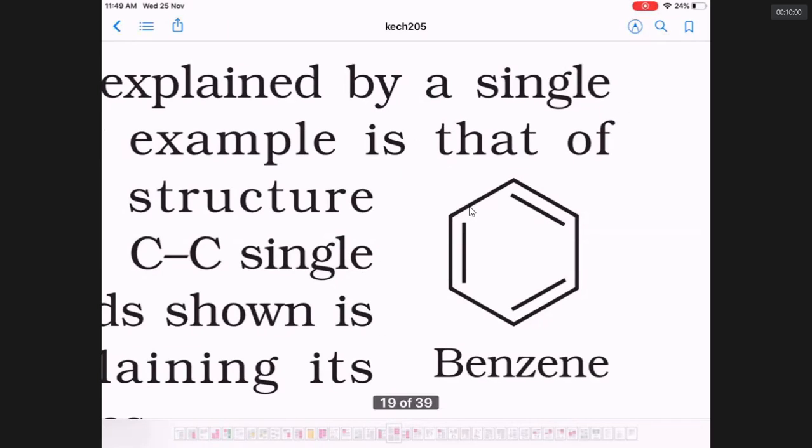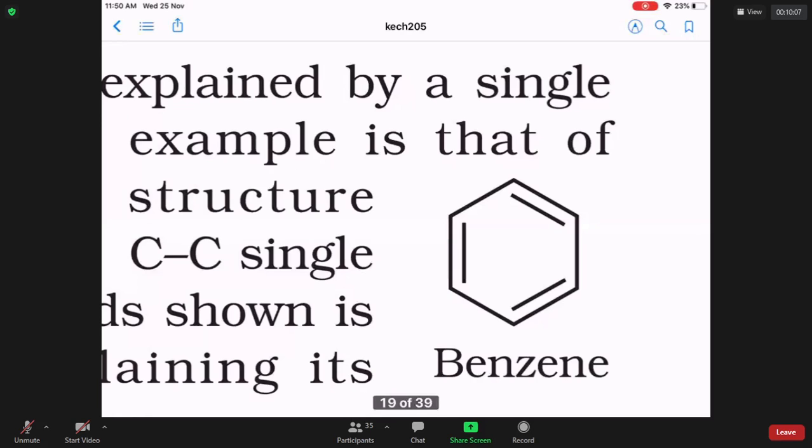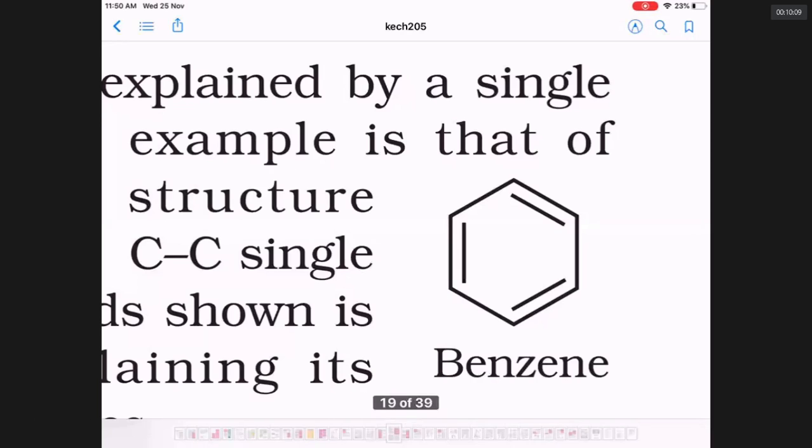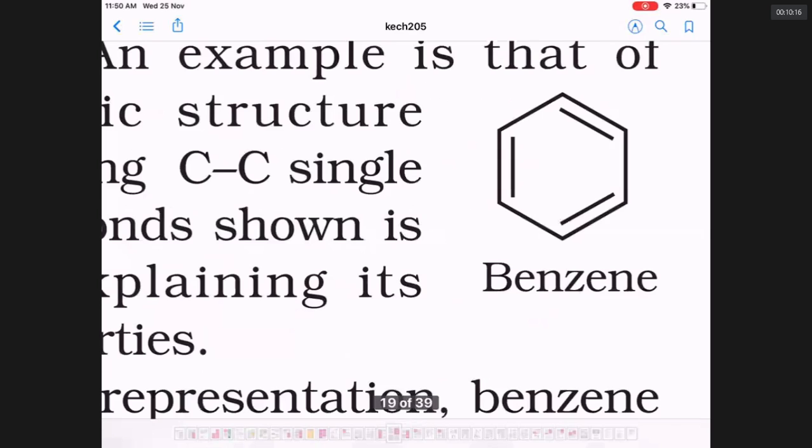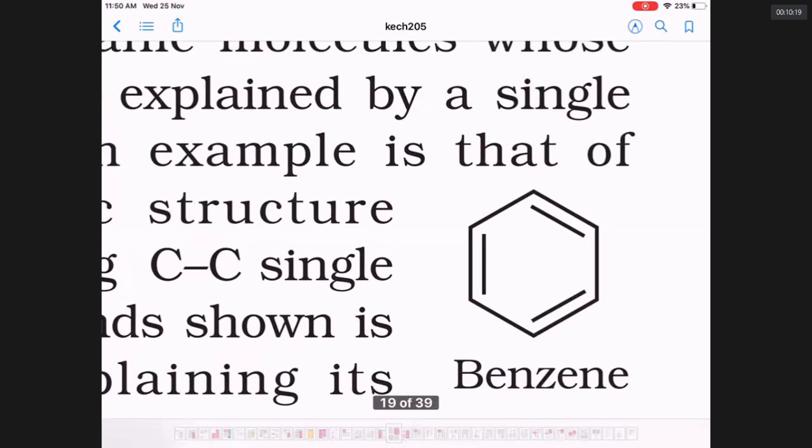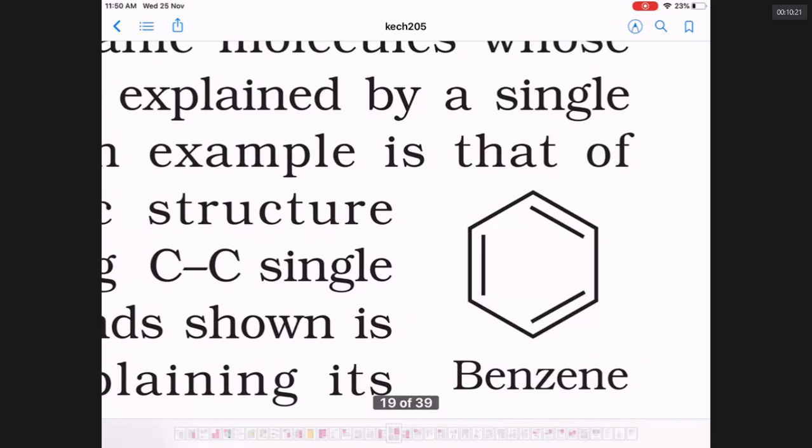Always, the C=C double bond length is 133 picometers, and the C-C single bond length is 154 picometers. In benzene, 3 bonds should be 133 picometers and 3 bonds should be 154 picometers. But unfortunately, in benzene neither of the bonds is found to be 154 nor 133. All bonds are found to be equal, with a length of 139 picometers.